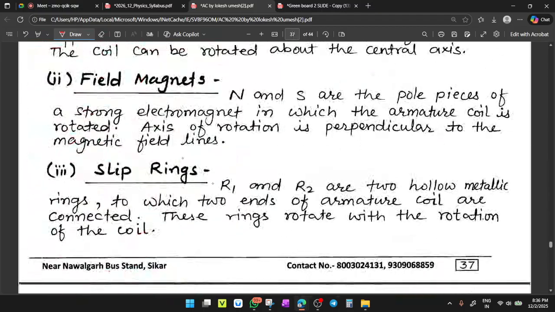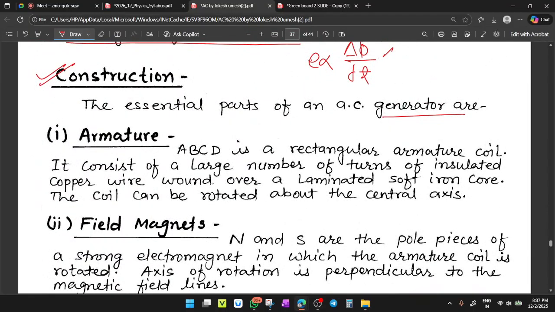Now, the essential parts of the AC generator. First, it is the armature. Armature means the coil. So ABCD is a rectangular armature coil. It consists of a large number of turns of insulated copper wire wound over a laminated soft iron core. The coil can be rotated about its central axis. So this coil can be rotated.